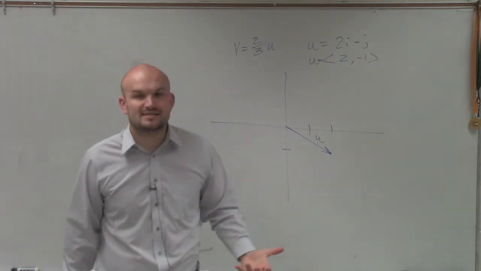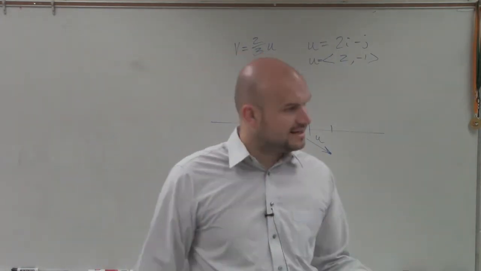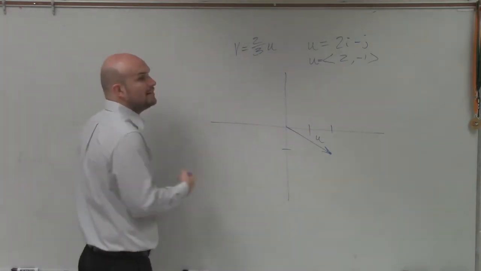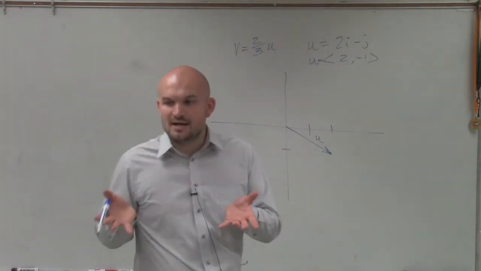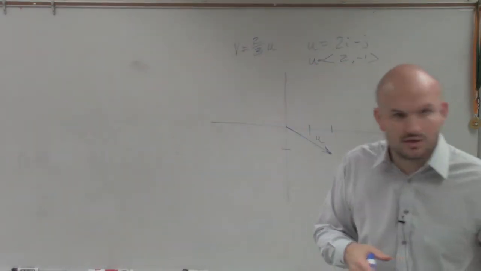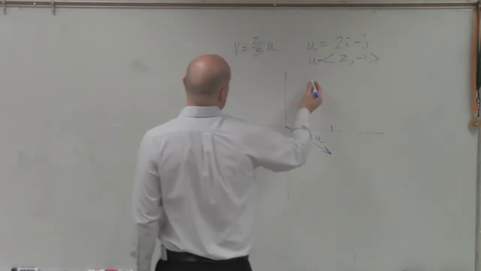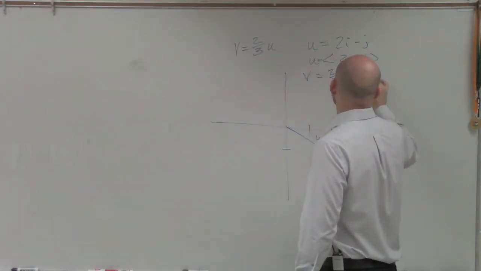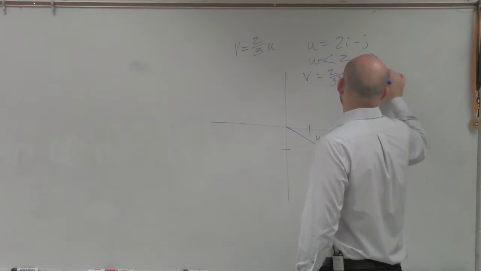But that's not what they're asking us to graph. They want us to graph v. Well, v is 2/3 of our scalar u. Remember, when we had a scalar, a number outside our vector, we applied that scalar to both of those coordinates. So therefore, v equals 2/3 times (2, -1). Distribute.